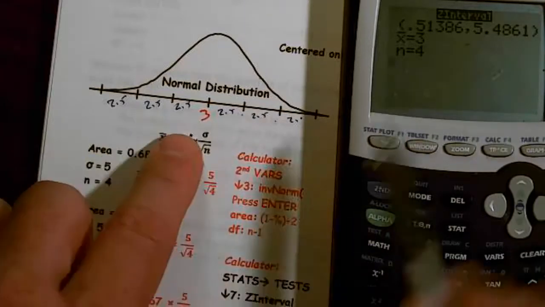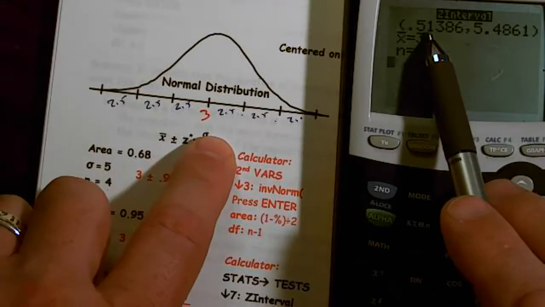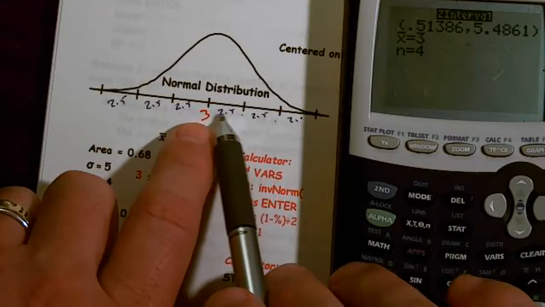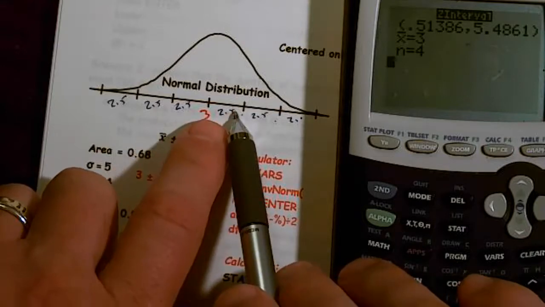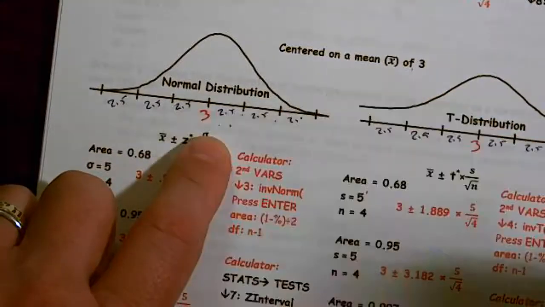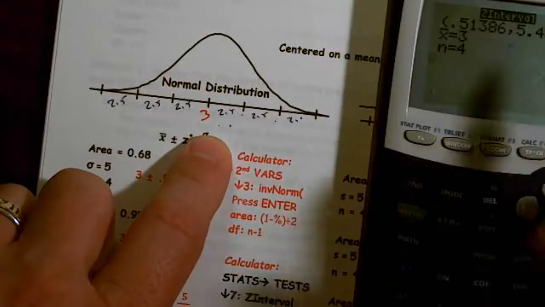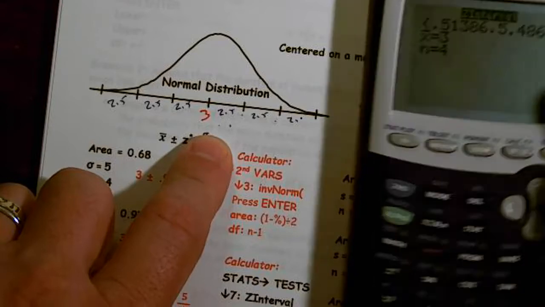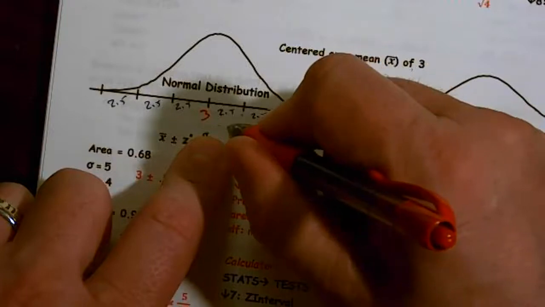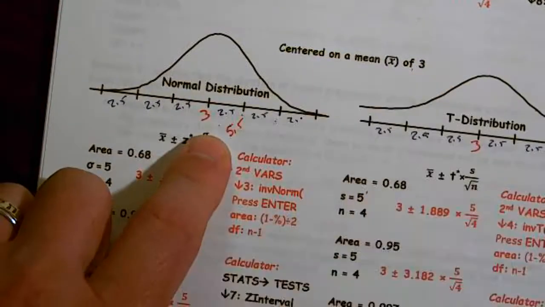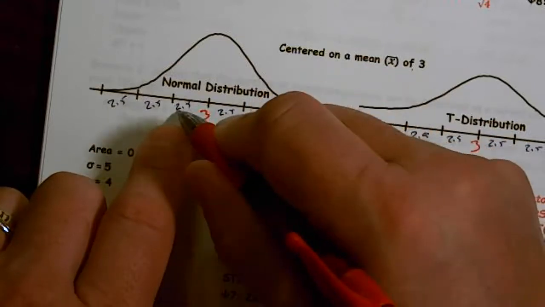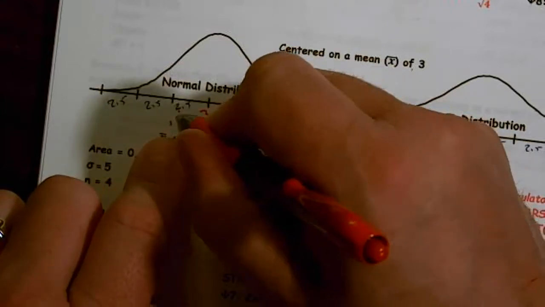And I end up finding that we knew we were going to add basically 2.5 to this. So 3 plus 2.5 is 5.5. So this ends up being about 5.5. It's not exactly, because the empirical rule is a little bit rounded, but it's about 5.5. And we know that our lower value is going to be 3 minus 2.5, which is 0.5.